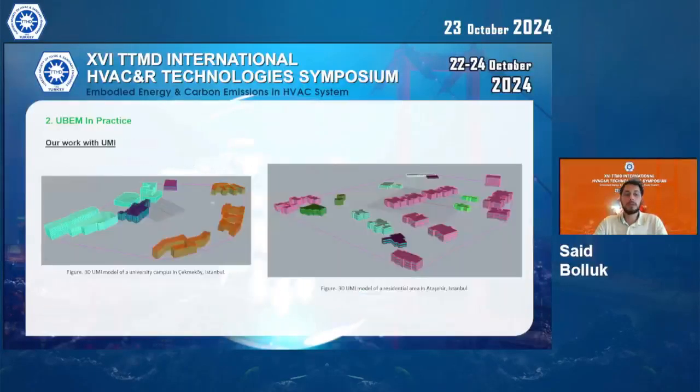We also utilize UBAM in our studies. We have two ongoing projects that we use UMI. The first one is a university campus in Çekmeköy, as you can see on the left-hand side. And the second one is a residential area in Ataşehir, as you can see on the right-hand side.